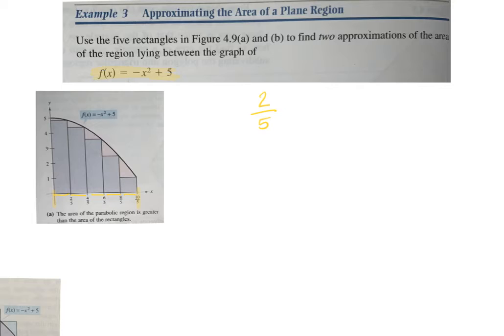Height is going to forever change depending on where I am. The height of this first one is going to be up here. Well, how do I find this y value if I have this x value? You have the x value, how do you find the y value? You plug it in. Another way to write that is just f of my x value, right? Then I'm going to add that to base times my next height. Makes sense? So on and so forth for all 5 rectangles.